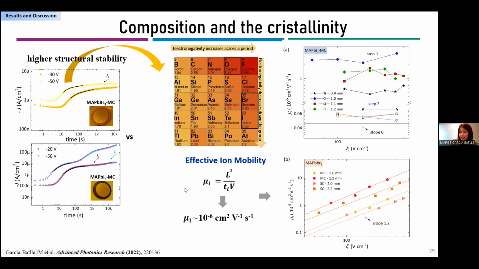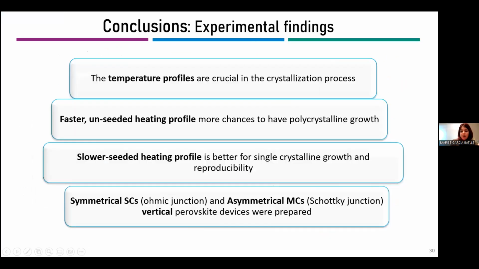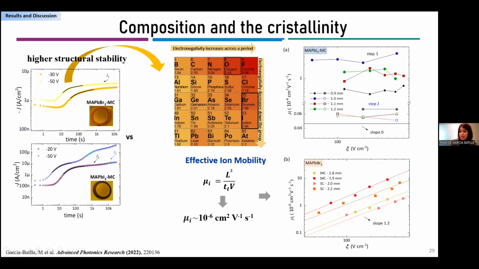Then again, using this relation, we can extract ionic mobility, and we can observe how in the case of iodine perovskite the dependence on the electric field is constant, but the case of bromide-based perovskite is completely different. We have a different field dependence. So in this case, methylammonium iodine is independent of the electric field, and this case is dependent of the electric field. And we can extract again these ionic mobilities, which are in agreement with those values reported in the literature.